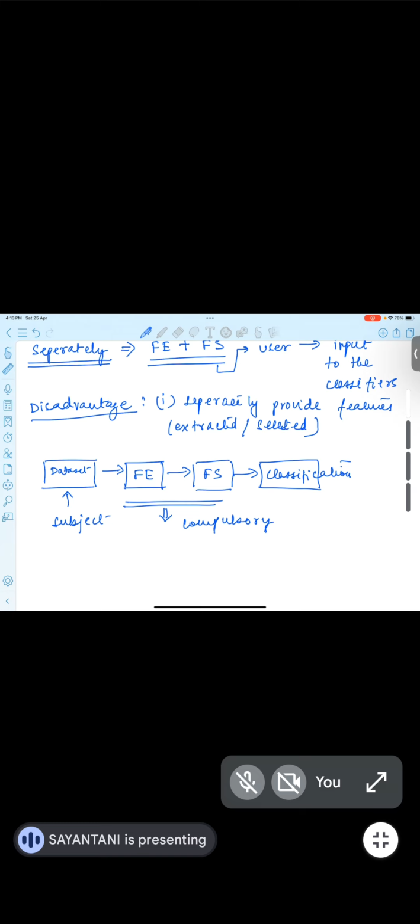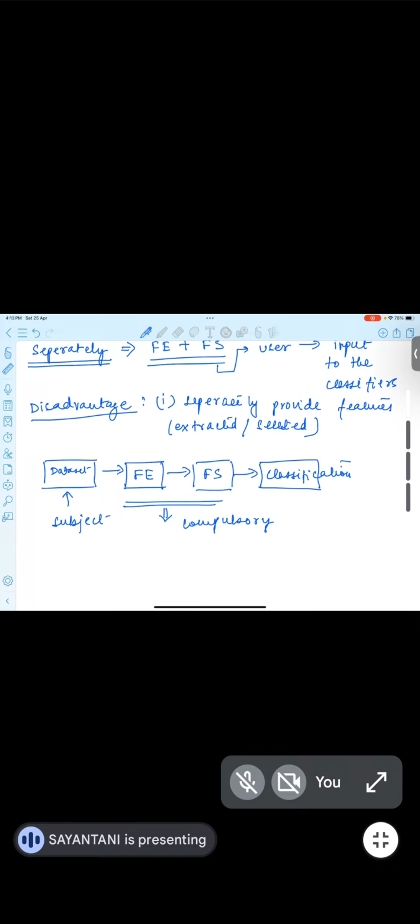If you are doing any kind of offline experiment, then it doesn't matter, right? But in case of real time experiments, performing two separate blocks is time consuming. It creates a lot of delay in the classification task. So this is the disadvantage.